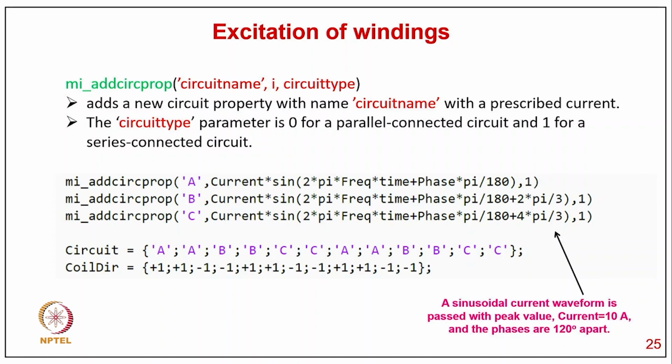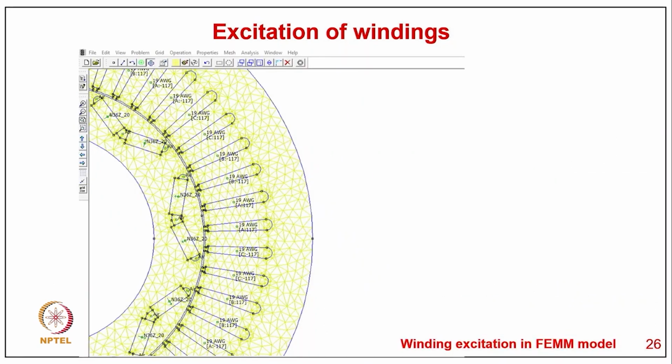And mi_addcircuit A, typically current into sine 2 pi, frequency into time plus phase pi on 180 degree, 1. Similarly for phase B and phase C with the phase shifted by 120 degree, and then circuit A comma A, semicolon A comma B for excitation of different winding, and then coil direction +1, -1 with the direction of current. The sinusoidal current waveform is passed with the peak value of current 10 ampere, and the phases are 120 degree apart. And here is the winding excitation in the FEM model.